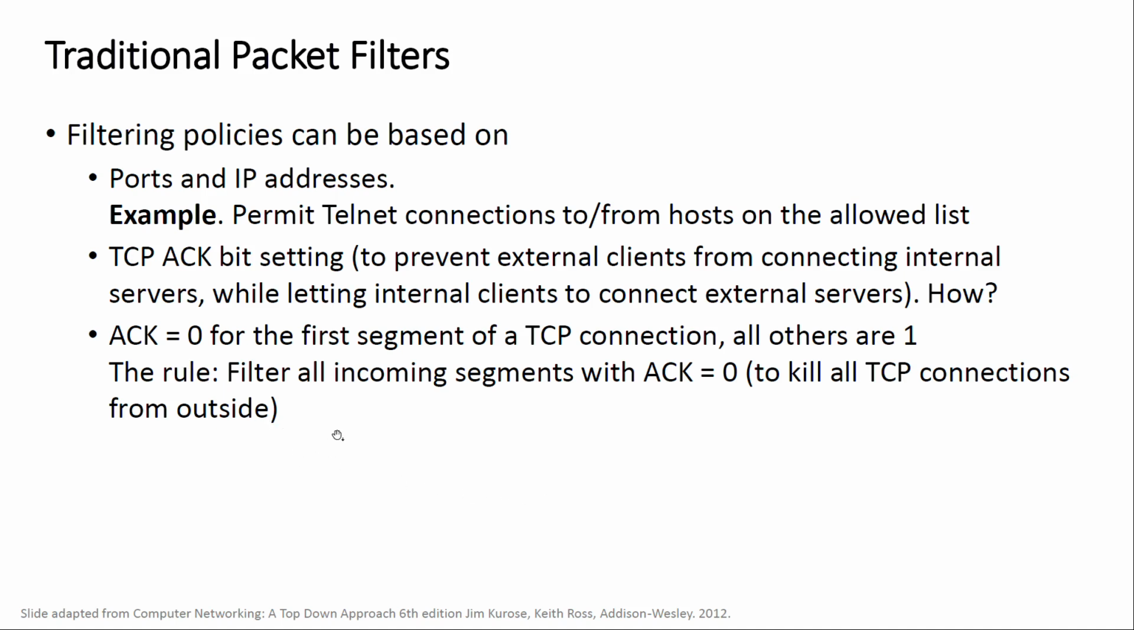ACK equals 0 is for the first segment of a TCP connection. All others are 1. So you can choose a rule like this: filter all incoming segments with ACK equals 0. This will kill all TCP connections from outside.